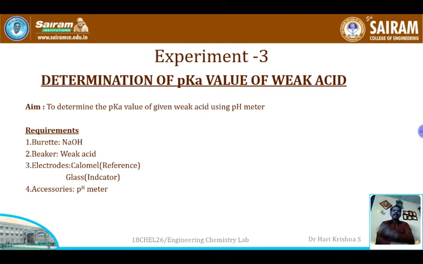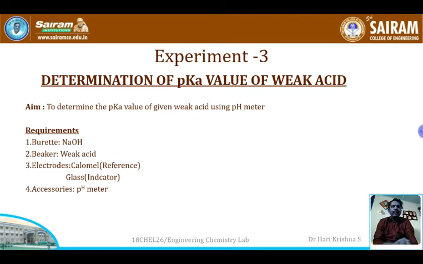So what is a weak acid? A weak acid is an acid that dissociates partially when in solution. So we have two types of acid. A strong acid is an acid which dissociates completely into its respective ions when in solution, whereas a weak acid is an acid which dissociates partially when in solution, right?